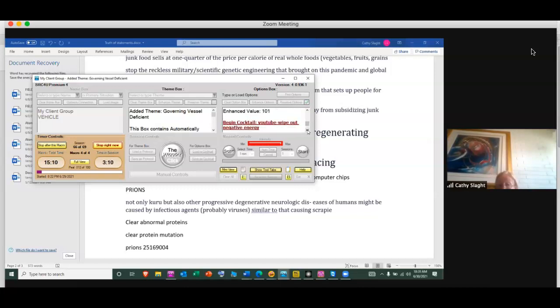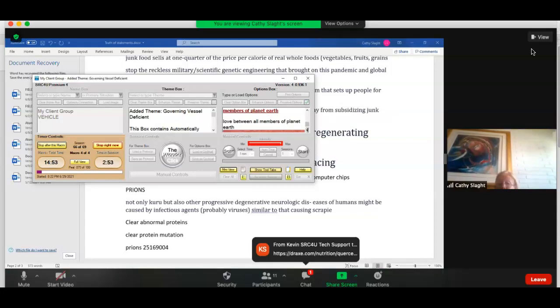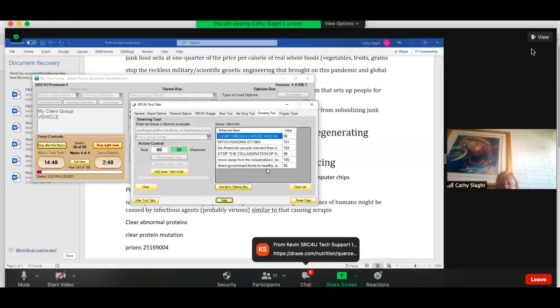And then I went ahead and wipe out negative energy. Command, transform negative interconnections. Love between all members of planet Earth. And then we have a few new things here we could add. We can, if we like, make this cocktail like a stock pot.